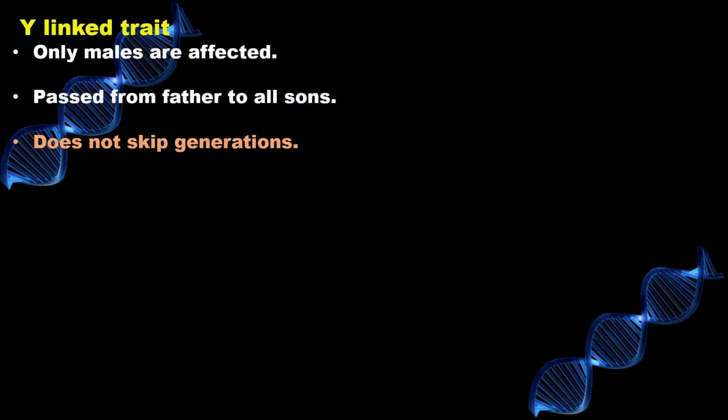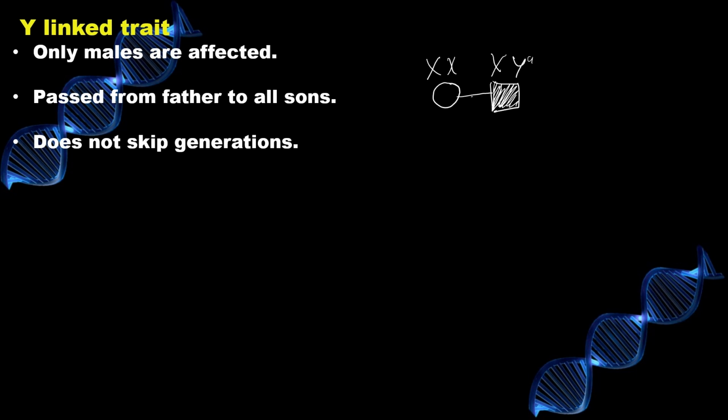There is no skipping in generation. So we can check a pedigree. A mother will always be normal in the case of a Y-linked trait. She is married to an affected man. So here the mother is XX, normal, and here the father is XY, affected.